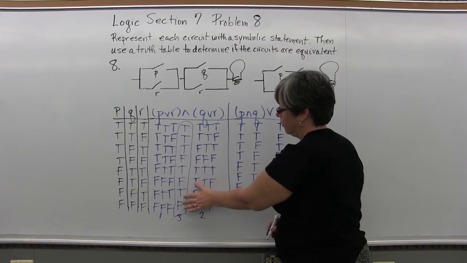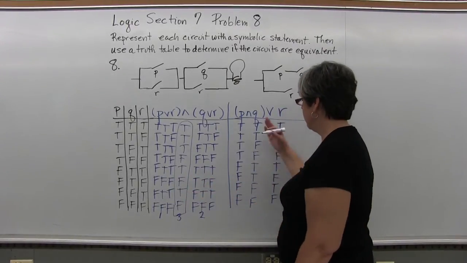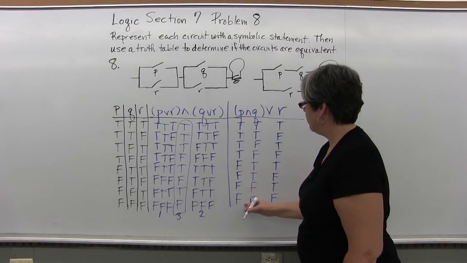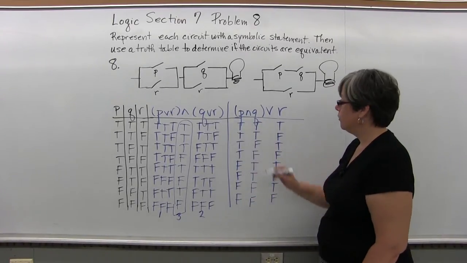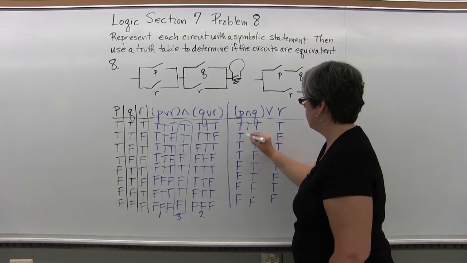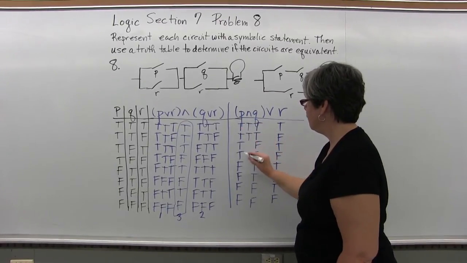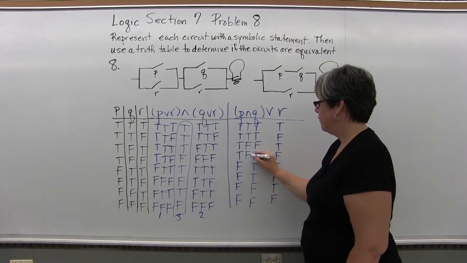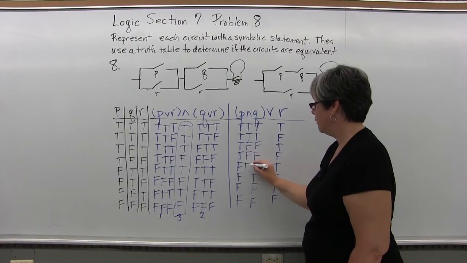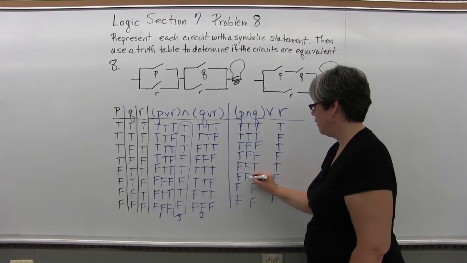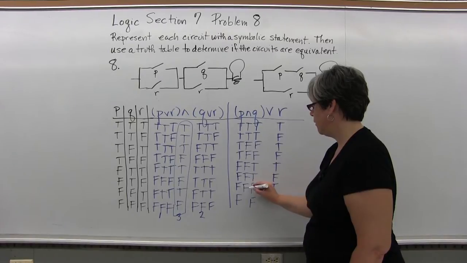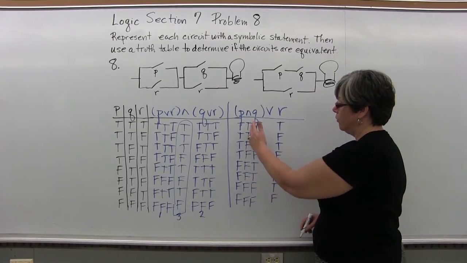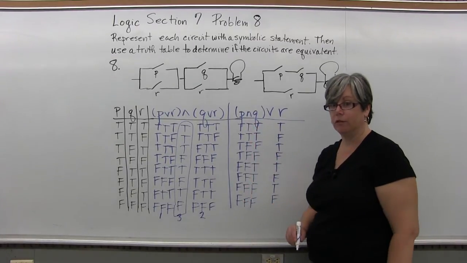Now moving to our second circuit, we'll start inside the parentheses with the AND statement and then do the OR statement. So true and true, true, true and true, true, true and false, false, true and false, false, false and true, false, false and true, false, false and false, false, false and false, false. So our AND has two trues followed by six falses.